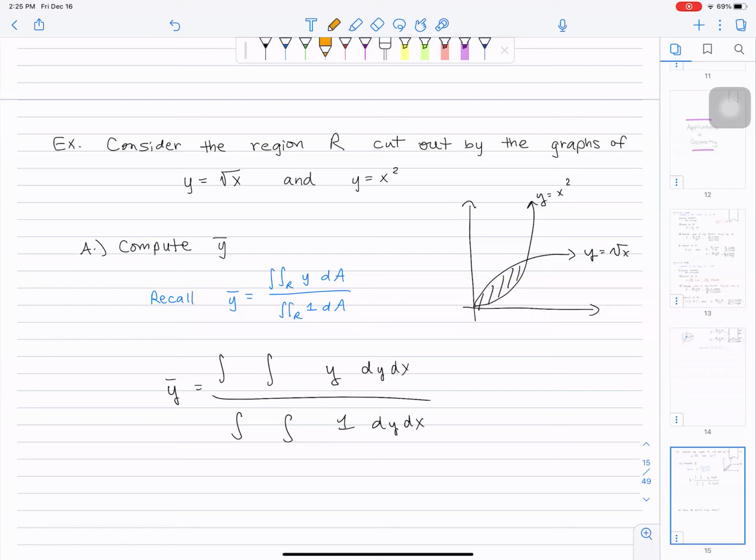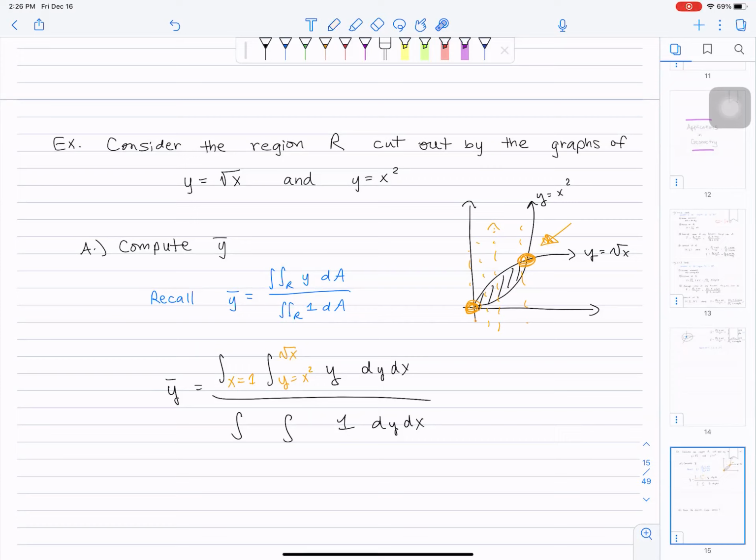So how do I do dy dx? I draw a line in the increasing y direction. What curve does it enter first? It enters my x squared curve, y equals x squared. What curve does it exit? It exits the square root of x curve. Then out of all possible vertical lines I can draw, what is the smallest x value? That's 1. What's the largest x value? Well, whatever point this is. How do I find that point?